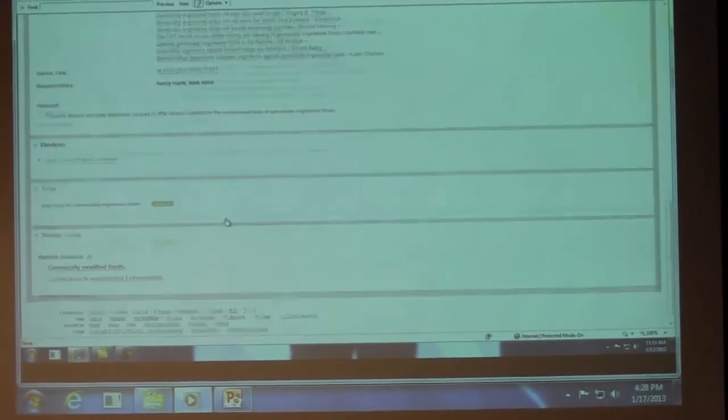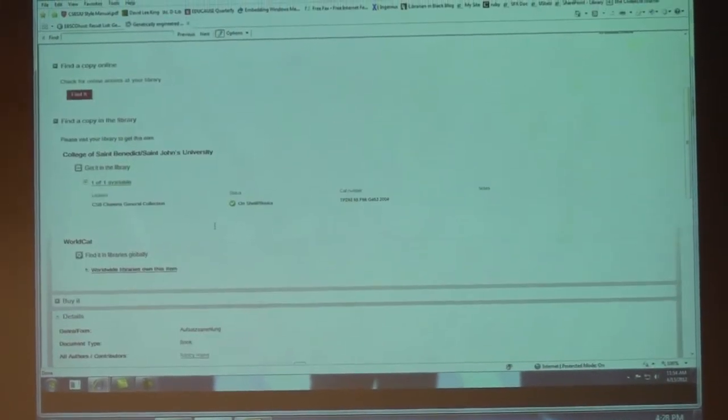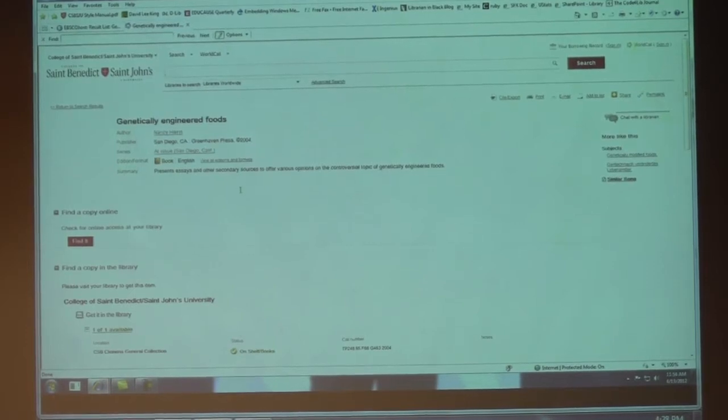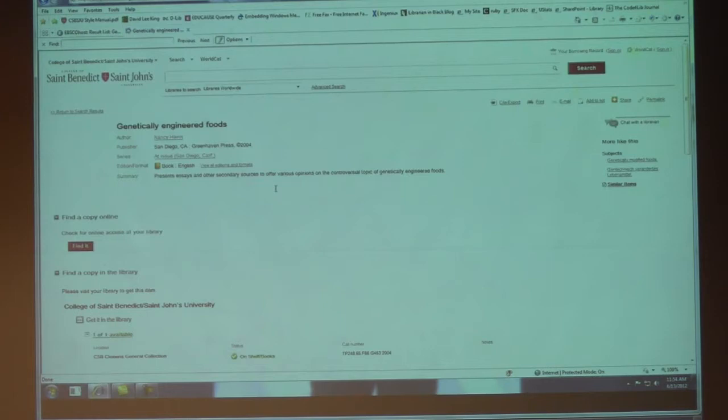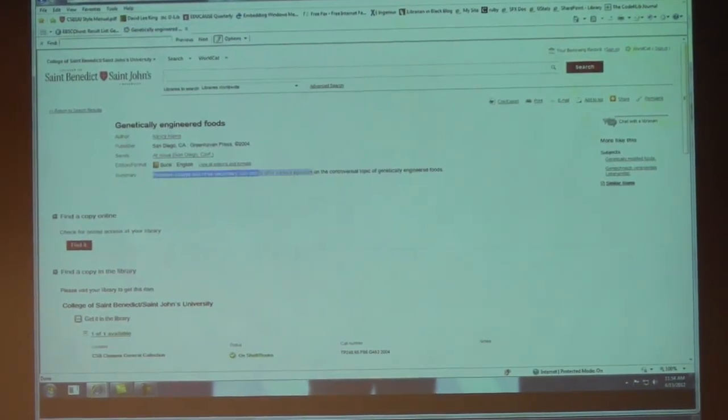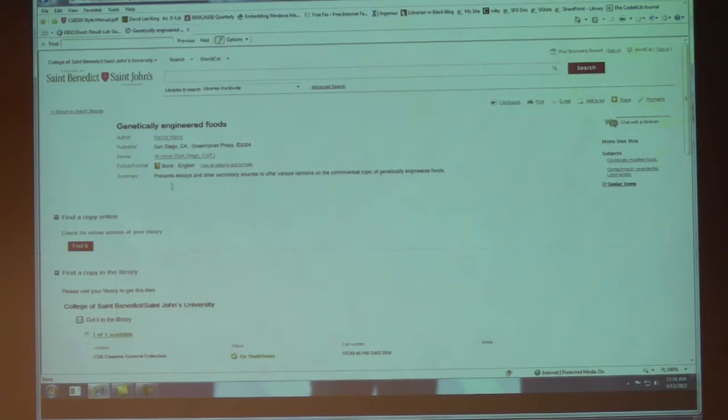I want to check out the abstract of them, because I'm assuming it's available here. So that's at least what it said. Yep. Essays and other secondary sources to offer various opinions on the controversial topic. All right, well, that would actually sound really good, because it provides a lot of essays and it's a collection of them. So that book will be very useful. So I'm going to take that one.